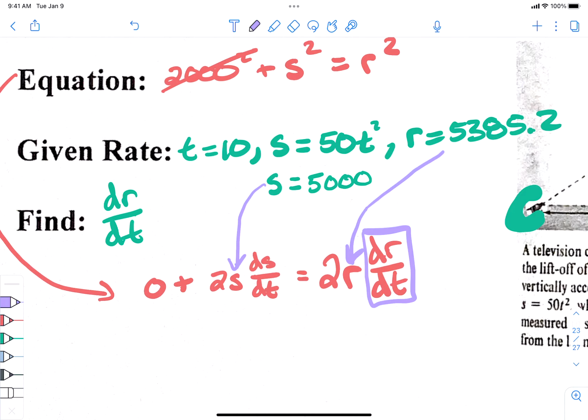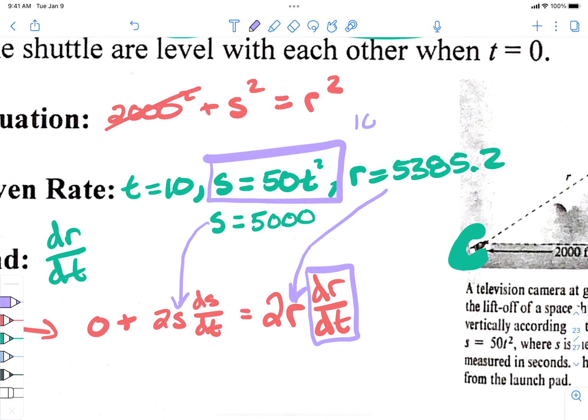How do we find ds dt? You take the derivative of something. The derivative of what? S. What's s? That's the reason why I had you write it like this, 50t squared. The derivative is 100t. Do we need dt dt? Because it's with respect to time, we don't need dt dt. The derivative of 50t squared is 100t. Do you see how that works?